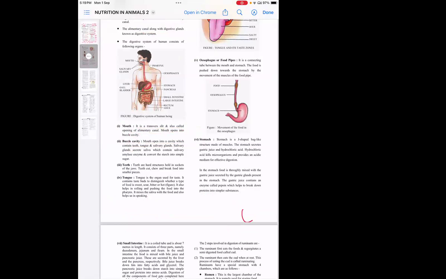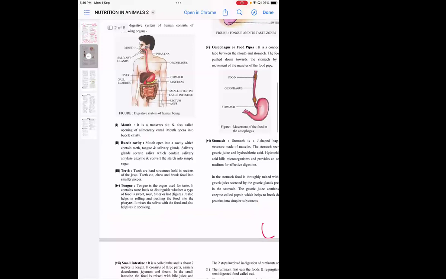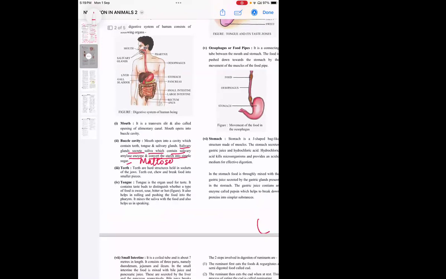Salivary glands produce the fluid called saliva. Saliva contains the enzyme called salivary amylase. This salivary amylase works on the starch and breaks it down into the sugar called maltose. So that is how it works. This is how it is given here: salivary glands produce saliva which contains salivary amylase enzyme, and this enzyme converts the starch into simple sugar. Most books have not given the name, but you can write the name of the sugar as maltose.